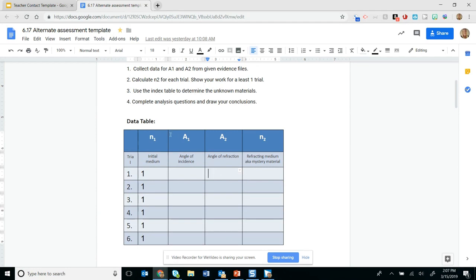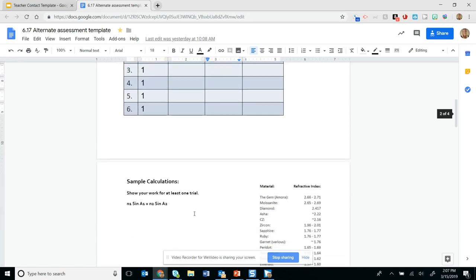Once you have both of those, and the fact that this experiment was held in a room with air, we have an index value of 1. And the only thing we're missing is the refracting material's index. So here's our equation: N1 sine of angle 1 equals N2 sine of angle 2. I know N1. It will always be 1 because this experiment was held in a room with air. Angle 1 is something you recorded from the table, and so is angle 2. The only unknown we have here is N2. So you'll want to solve for N2.